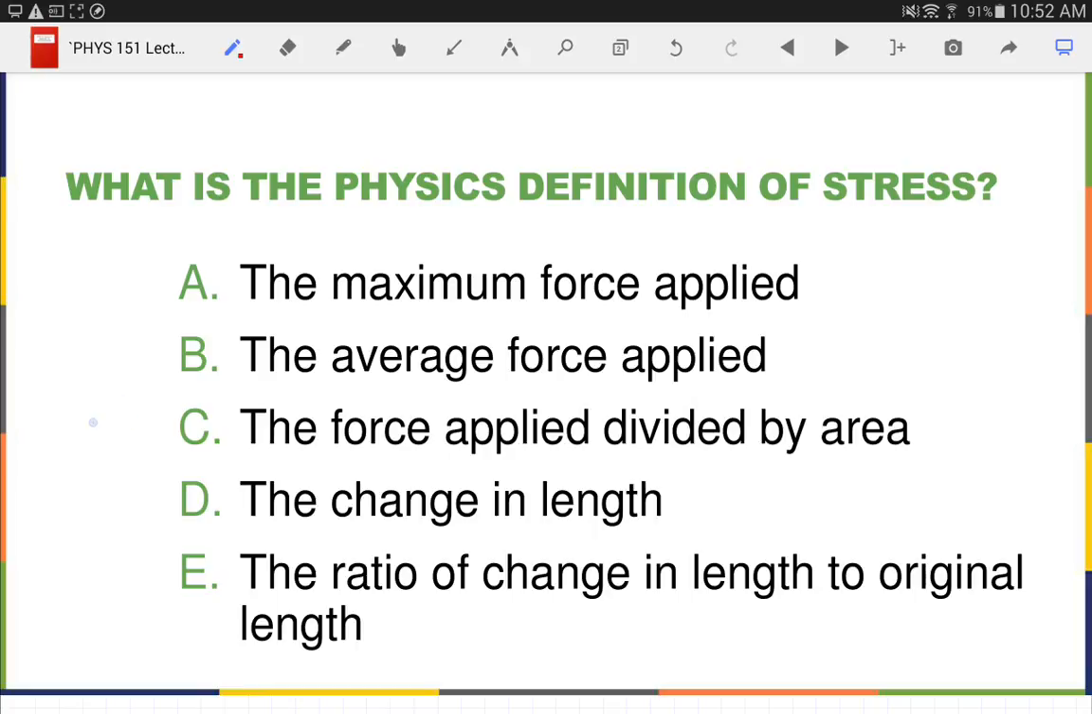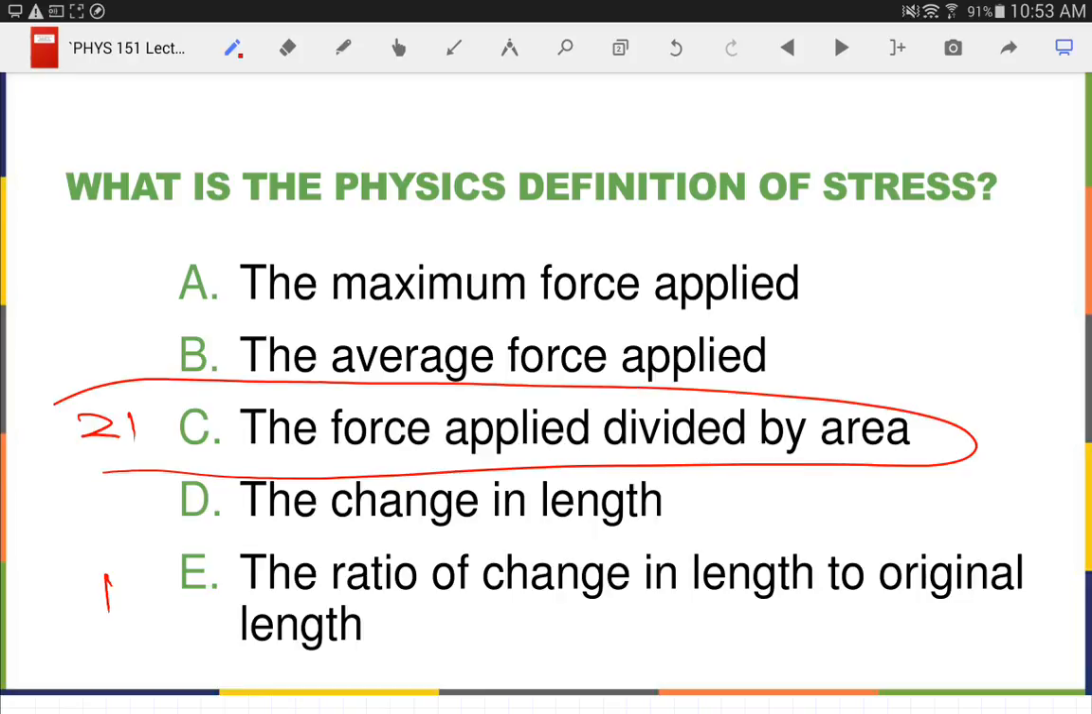The answers we got here were 21 people said C, and one person said ratio of change in length to original length. The physics definition of stress is what the 21 people said. Stress is the force applied divided by the area on which it's applied. What is this one down here at the bottom that we had one person answer? That's the strain. Now I talked about a typical person who's never taken a physics class and how they use these terms stress and strain. Strain is a result of the applied stress.